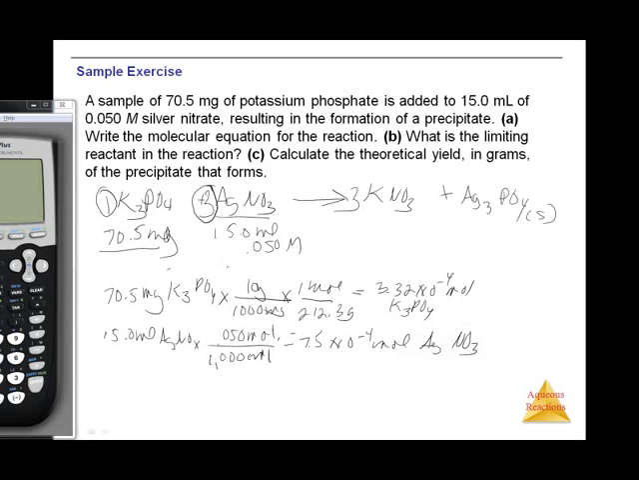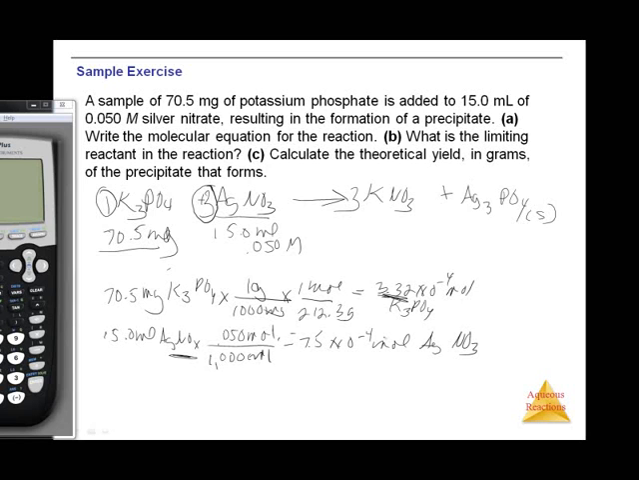Okay, so let's just take a look at what we end up with. So if I have 3.32, the exponent's the same on both, so let's just use the coefficient. If I have 3.32 of this, and I need 3 times as much silver, I'm going to need 9 something, more than 9, right? I don't have more than 9. Or I can look at it this way and say if I have 7.5 of this, I'm going to need 2.5 of this. So what I am limited by is my silver nitrate. I don't have enough of that to match what I have in potassium phosphate.